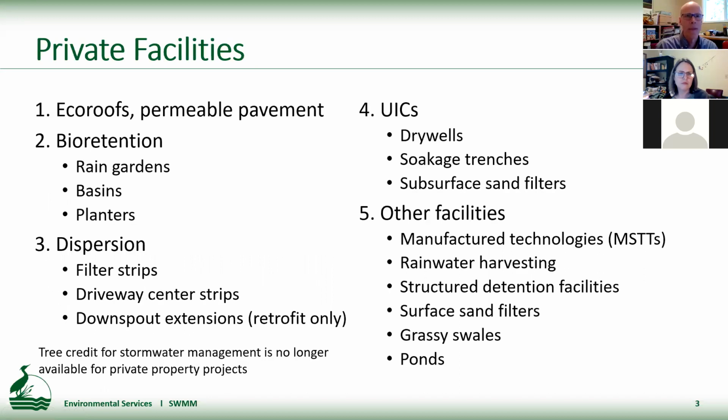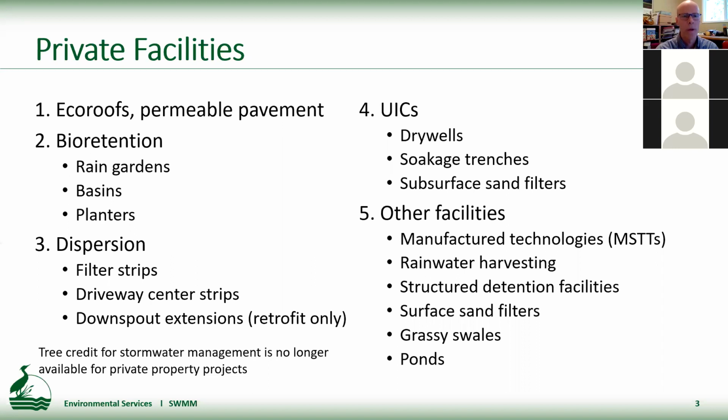Okay, next. So I've got roughly the first half of the presentation. It's about private facilities, and what you're viewing here is the list of facilities for private property. It doesn't look a lot different than it did in the past. It's just a few layout differences. We've grouped rain gardens, basins, and planters under bioretention as bioretention facilities. That brings it into alignment with a lot of other jurisdictions. We've grouped filter strips, driveway center strips, and downspout extensions as dispersion facilities.